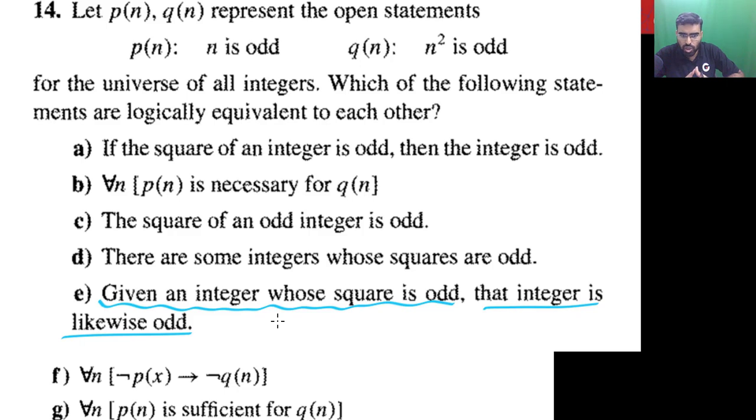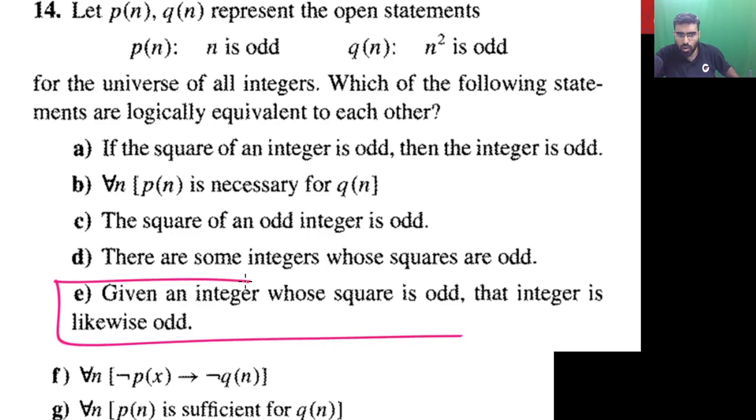Is this talking about some integer or all integers? Is this an existentially quantified statement or a universally quantified statement? Think about it. We are saying: given an integer whose square is odd, then that integer is odd. Given an integer means any integer. So here we are talking about all the integers.